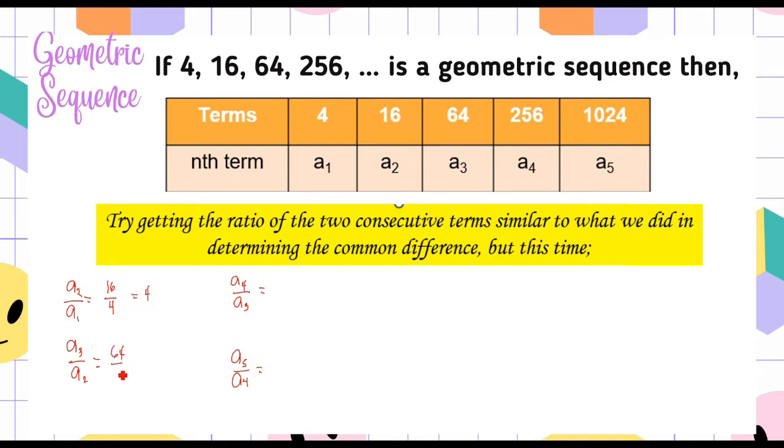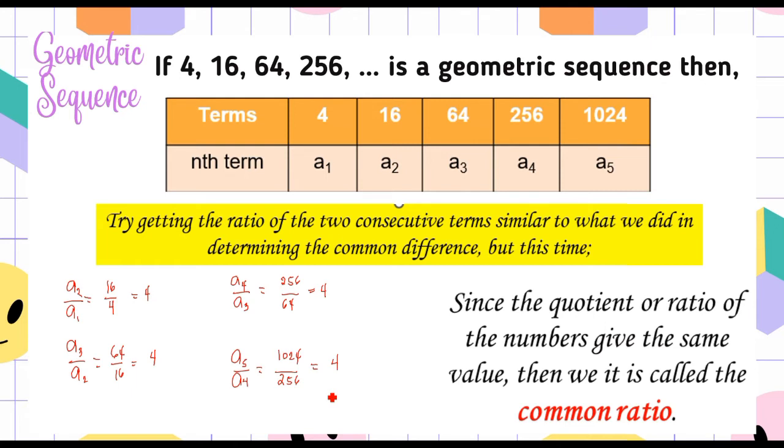64 divided by 16, and that is also 4. 256 divided by 64, that is also 4. And 1024 divided by 256, that is also equal to 4. So, therefore, since the quotient or the ratio of the numbers give the same value, then we can say this that they have the common ratio. At since common ang ratio niya, that is a geometric sequence.